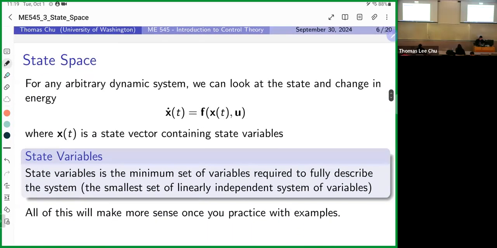So this is a general representation of state space, a very general form. And sometimes this is the nonlinear representation, the general form of state space. For any arbitrary dynamic system, we can look at the state and change in energy. Basically, we're looking at how energy is being transferred within a system, if we're thinking in terms of mechanical systems. And this x here is actually our state vector. It's a vector containing all of the state variables, but in this form, it's the derivative of the state variables.